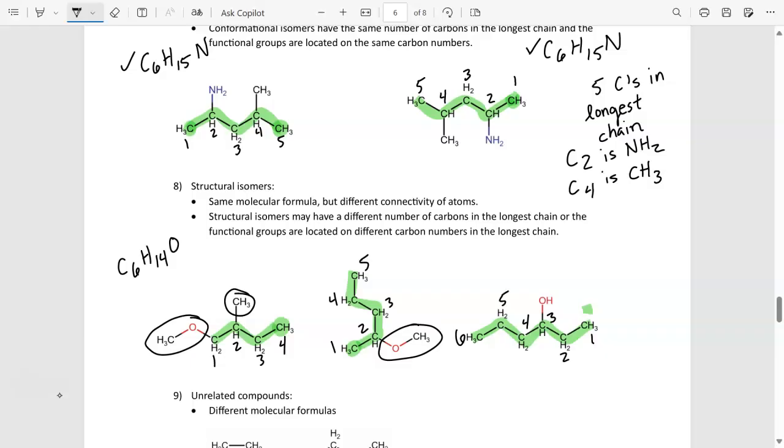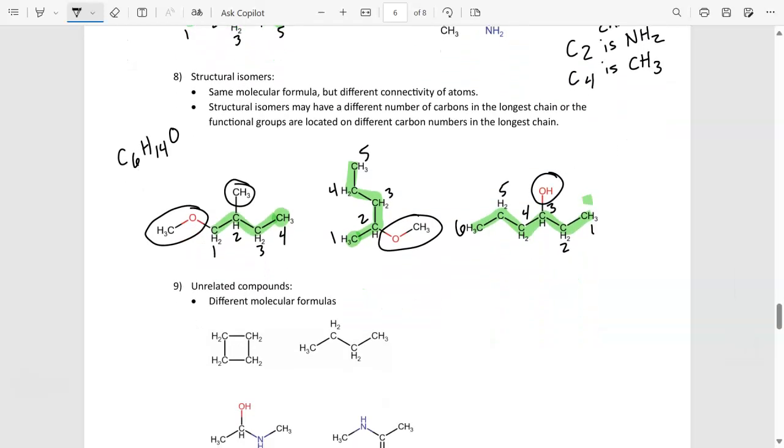And so that's now an OH group that's on carbon number 3. It's a completely different functional group that's coming off of it. Okay, and you've got a 6 carbon chain. So all 3 of these are structural isomers. They have different carbon chain lengths for your longest chain, and they have different functional groups coming off of different numbered carbons.